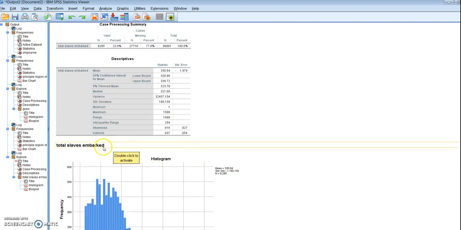And based on that z-score, you can tell whether that Ogden voyage has extremely high total slaves embarked, or low total slaves embarked, or just normal. That's how you're going to use the z-score. And again, make use of the mean and standard deviation from the output.